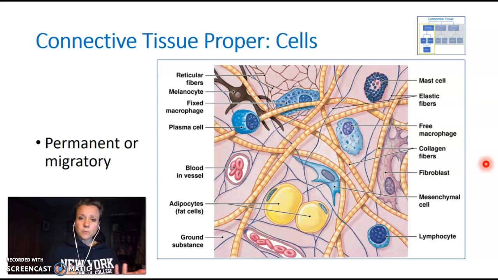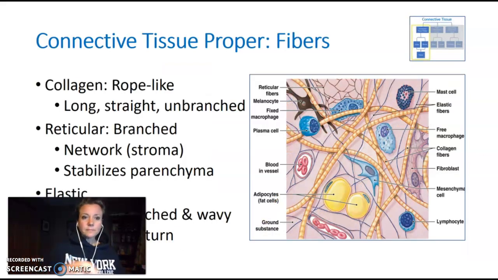I just want to call to your attention though that this is just a model. All connective tissues don't have all of these cells. These cells are going to be specially located in certain parts of the body only. And I also want to make mention here that it is these specialized cells that synthesize and secrete the proteins that make up the protein fiber component of our connective tissue. So let's take a look at that slide next.